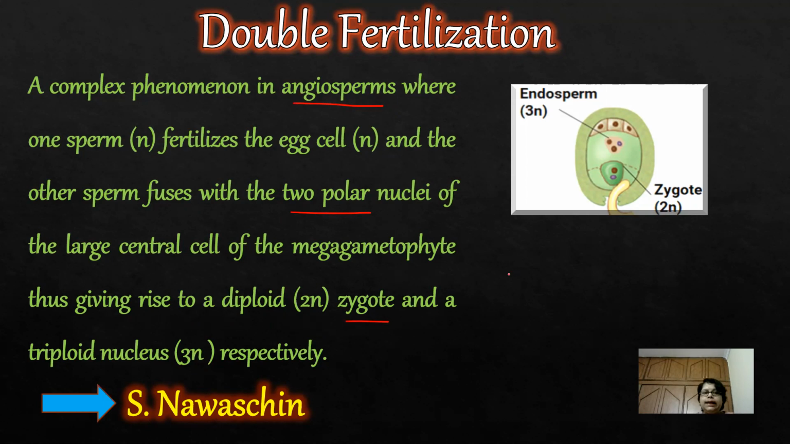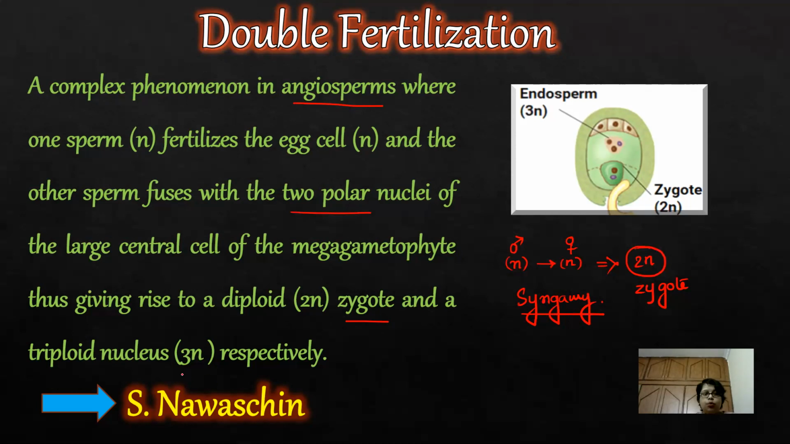So when one haploid sperm fertilizes one haploid egg cell, this gives rise to a 2N zygote. This is known as syngamy.